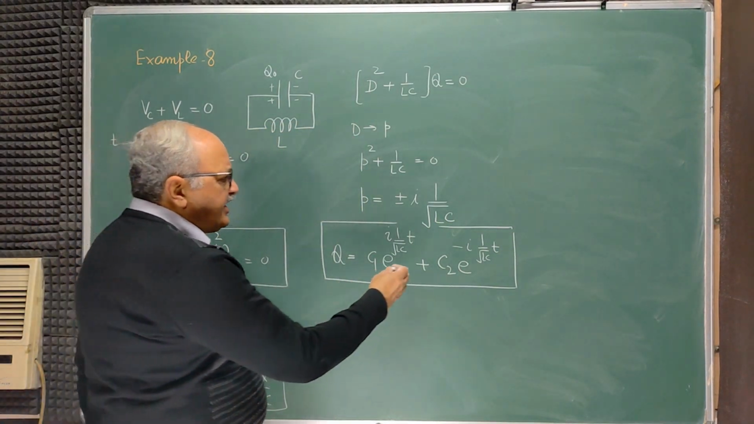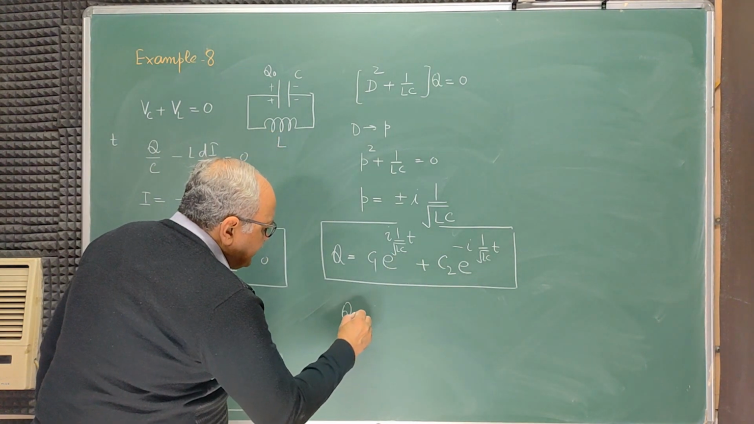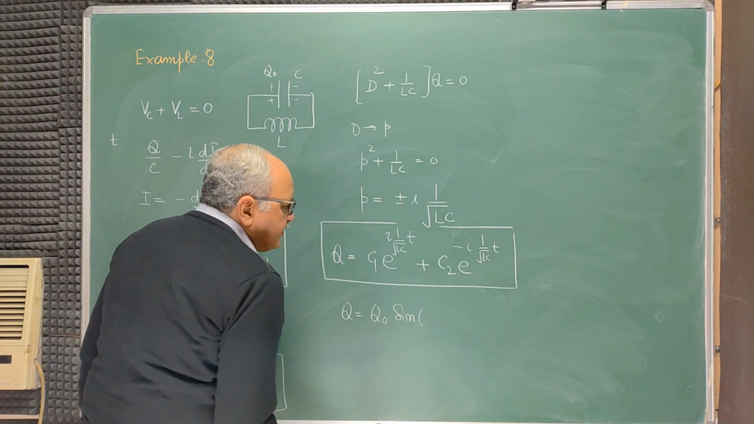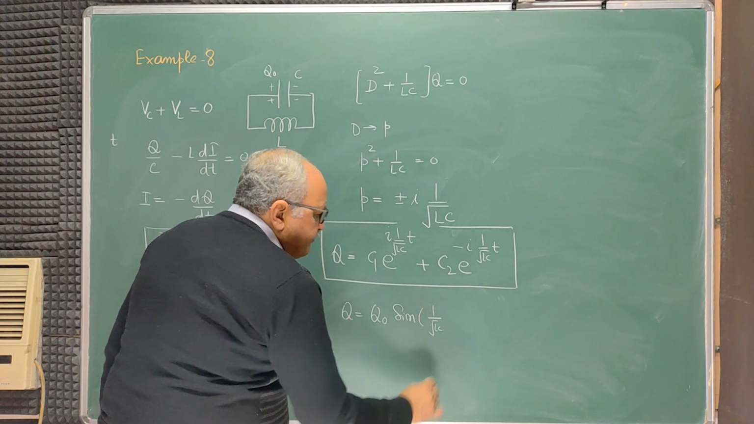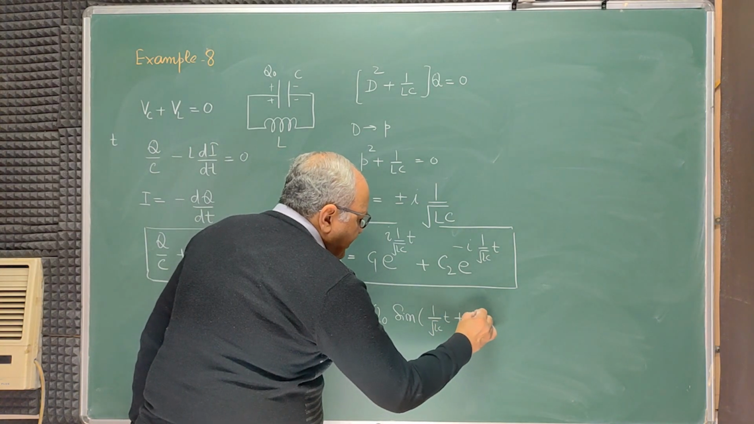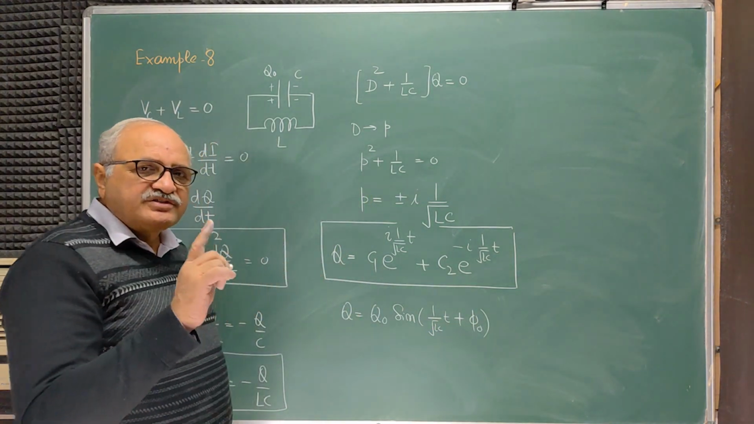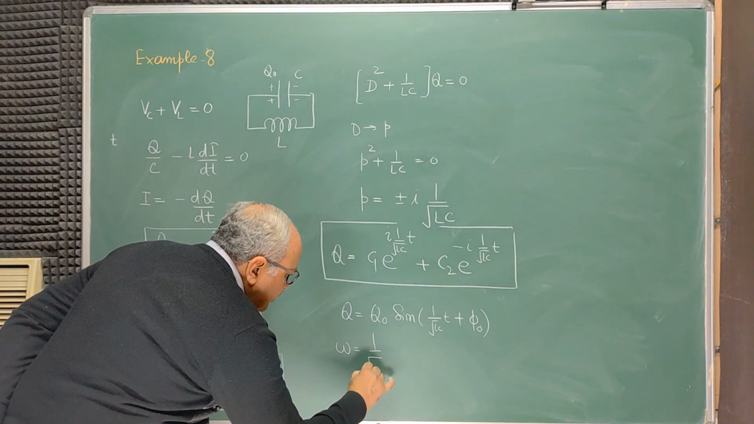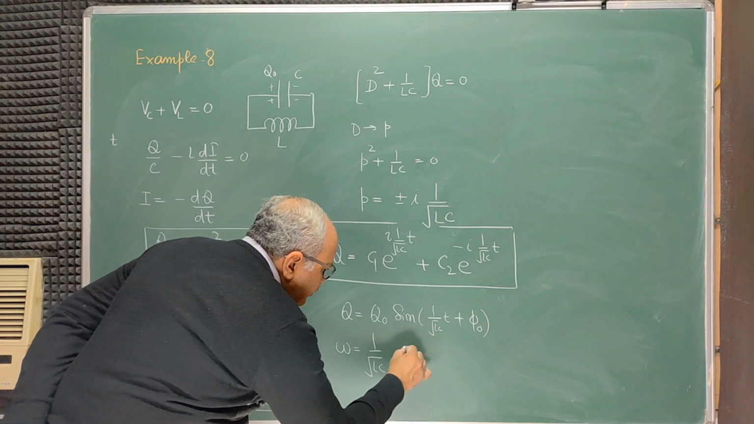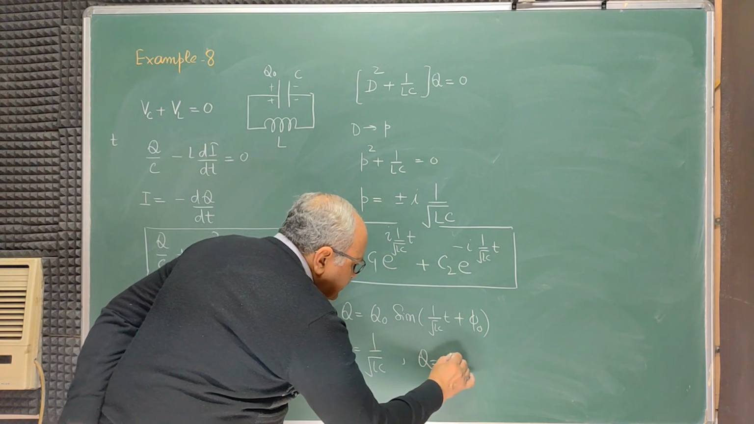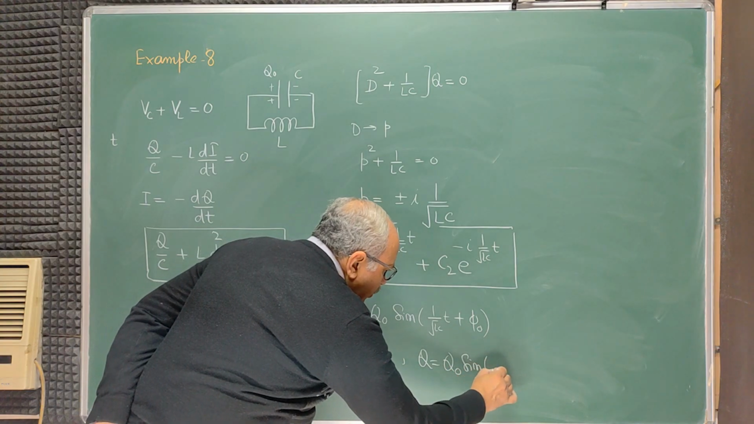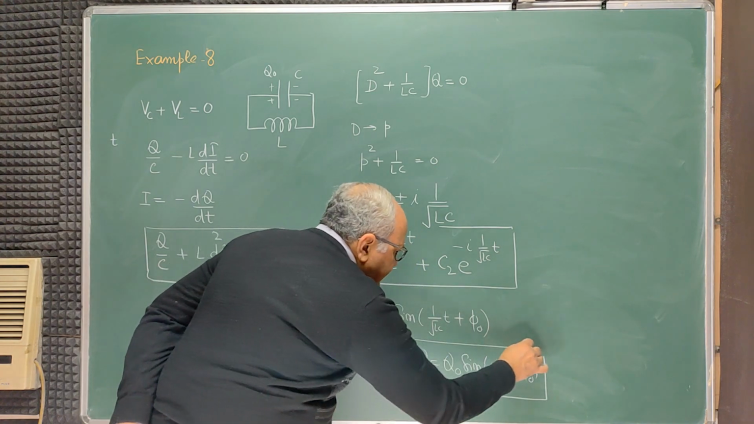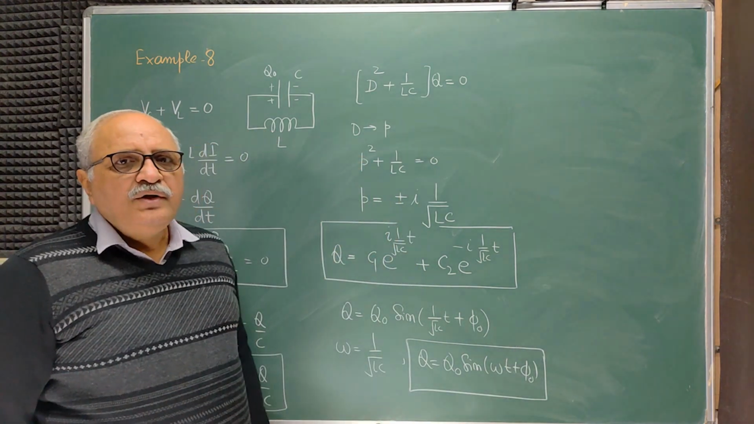If you simply expand it and simplify, you will get Q equals Q0 sine of (1/√LC) t plus phi 0, as we have done in the case of simple harmonic motion. We can write omega as 1 by the square root of LC. So the equation can even be written as Q equals Q0 sine of (omega t plus phi 0). The similar result as we have seen in the case of simple harmonic motion.